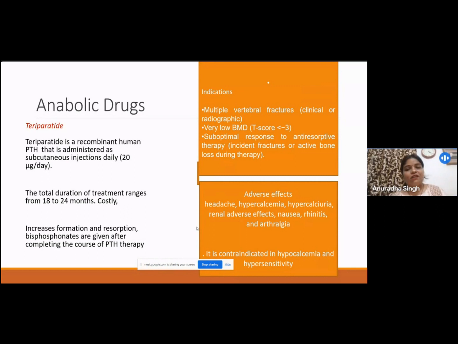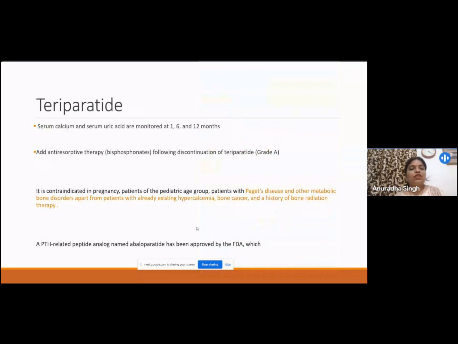No drug is without adverse effects, so it is associated with headache, hypercalcemia, hypercalciuria, and renal adverse effects sometimes, and it is contraindicated in patients who have hypocalcemia and hypersensitivity. Now, this teriparatide, although it is an important drug, has been shown to be carcinogenic in some animal models. Human studies are still lacking.